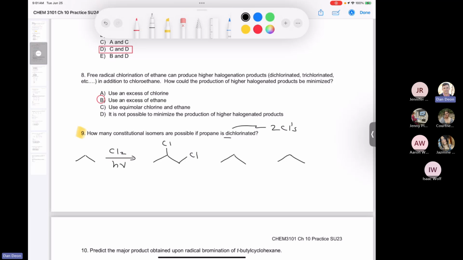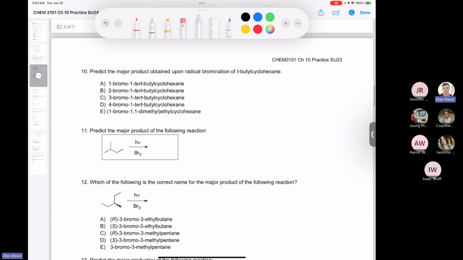One possibility would be to put, thanks Jenny, both of them in the middle, right? 2,2-dichloro, absolutely. Another one would be 1,1-dichloro, right? We could have that. And then there's one more that I'm missing. So I have 3 here, but there's one more. And the other one that I'm missing is 1,3. So 1,3-dichloro. So these are all possible dichlorination isomers. There's only 4 of them, and these are all 4. Okay, there we go. All right, next one, number 10.